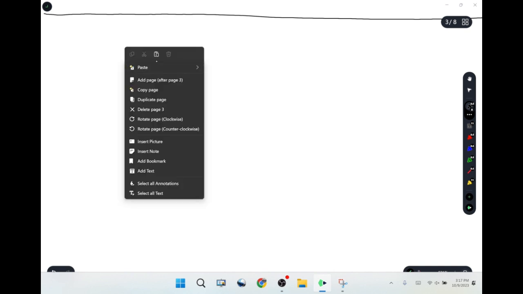All right, let's see if this works this time. It doesn't. That used to work. The right click on my Surface Pen thing. I've got to use this mouse.